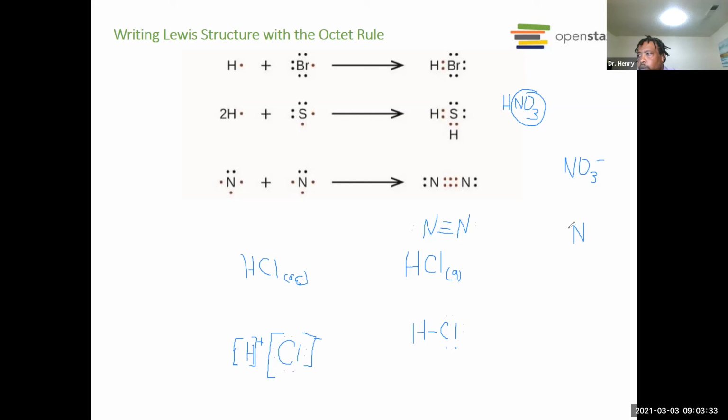Okay. So we're going to have one, two, three, four, five around nitrogen, five valence electrons, right? Okay. We also have three oxygens. How many valence electrons does each have around it? Six. There's one, two, three, four, five, six, and then it's got one, two, three, four, five, six, and one, two, three, four, five, six.